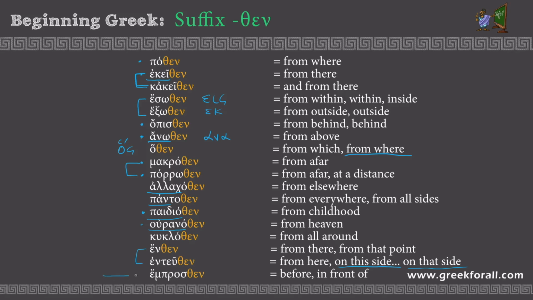And the last word is not actually an adverb, like all of these words are adverbs. The word emproston is an improper preposition. It appears 48 times in the New Testament, so really good to learn it. And it means before or in front of. Now let's translate 5 Bible verses which use some of these words.